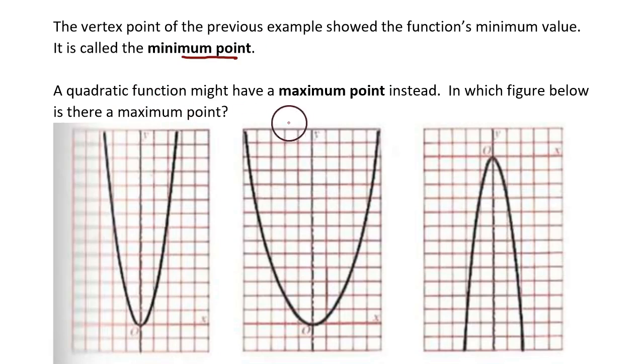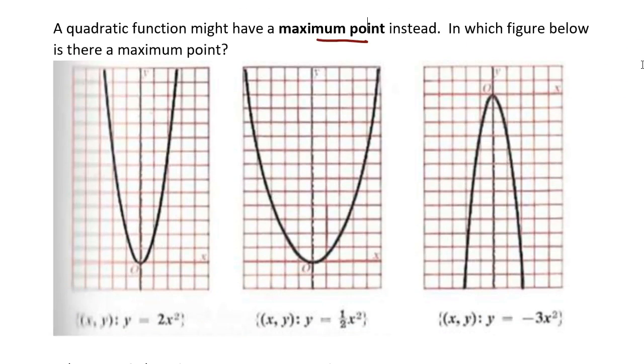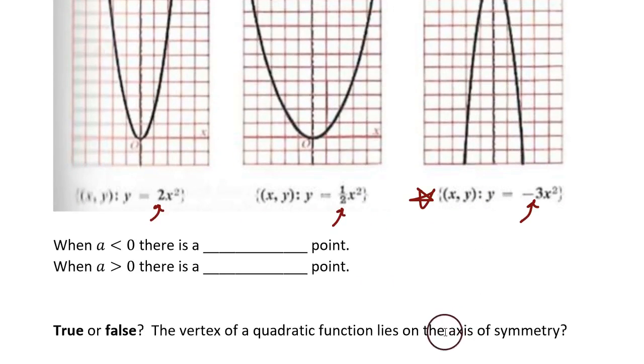The vertex point of the previous example showed the function's minimum value, so it's called a minimum point. A quadratic function might have a maximum point instead of a minimum point. In which figure below is there a maximum point? And hopefully you identified this third figure where the vertex is located here and it is the highest point on the graph. Here is the equation that resulted in that parabola. Notice that the leading coefficient of that equation is the number -3. Also notice on the other two parabolas where the vertex is a minimum point that the leading coefficient is a positive number.